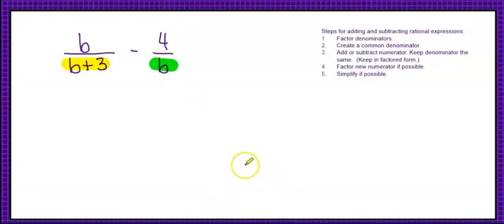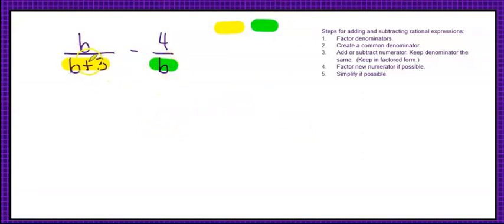Well, they don't really have anything in common. This is an entire factor, so I can't say, oh, they have a b in common. That doesn't work that way. This is not greatest common factor. What does the least common denominator look like? Well, it has yellow in it and it has green in it. So the least common denominator is going to be the yellow times the green.